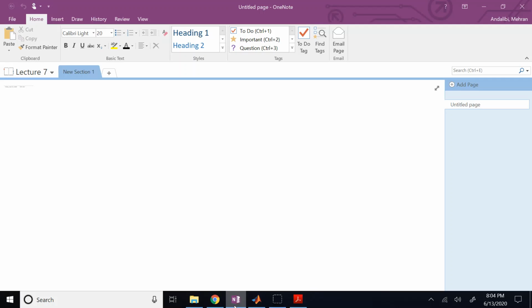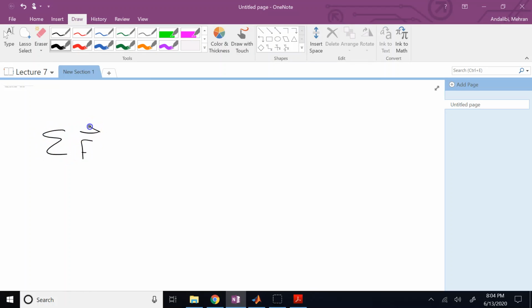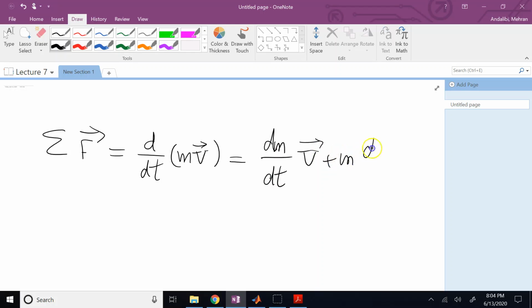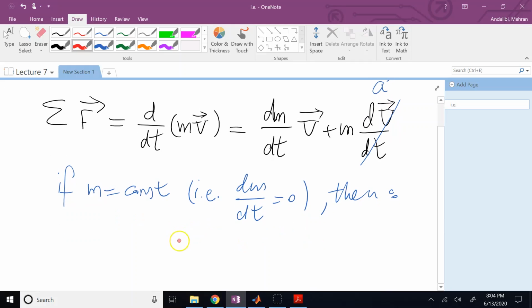So again, the second law of Newton says sum of the forces is equal to d over dt of mv. Now here you have a product, so you have to apply the product rule. So it is going to be dm over dt times v plus m times dv over dt. And again, if m is constant and does not change with respect to time, then this guy is acceleration, right? That's the derivative of velocity. Then we can say sum of the forces is equal to mass times acceleration.